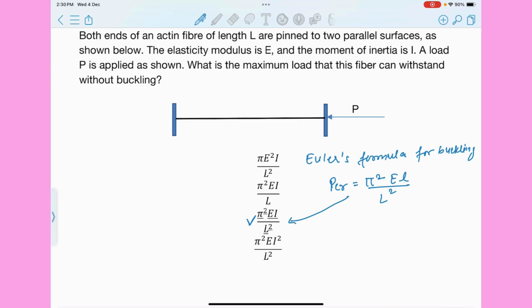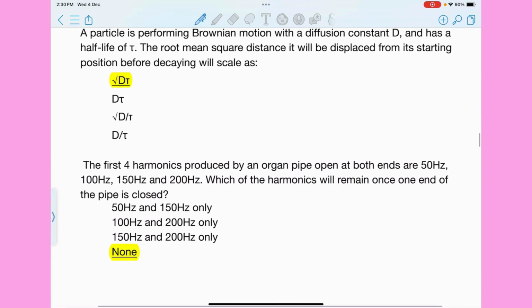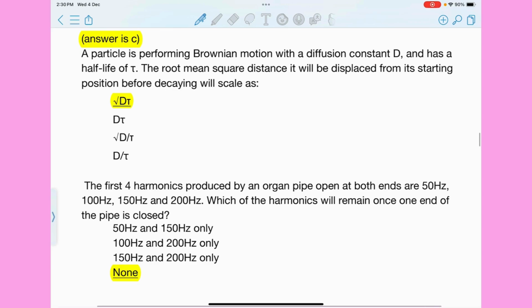Let's move to the next question. A particle is performing Brownian motion with a diffusion constant D and has a half-life of tau. The root mean square distance it will be displaced from its starting position before decaying will scale as. So we know that the root mean square of the random motion happening is root of 2Dt. We are replacing the time with tau. That will be proportional to root of D tau. Option number 1.